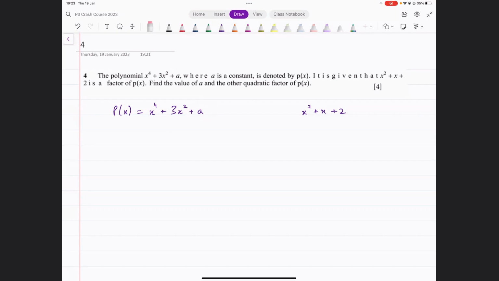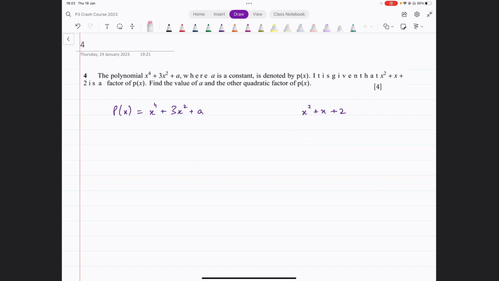What do we do? Any ideas? Can we use the remainder theorem to find the remainder and put that equal to 0? Will that work here? Why not? Yeah. So remainder theorem only works when the divisor is linear. Otherwise, it doesn't work. This is not linear, so the remainder theorem is not going to work.